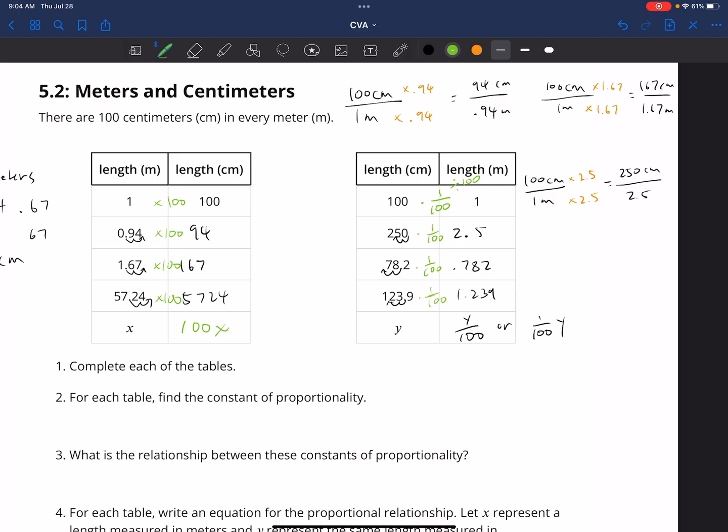I'll go ahead and pause the video. Get your calculator and actually do this calculation, and you'll see that you get 2.5, you get 0.782, and so on and so forth.